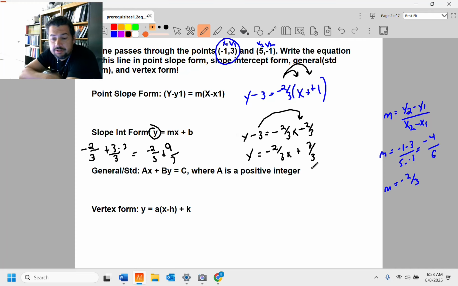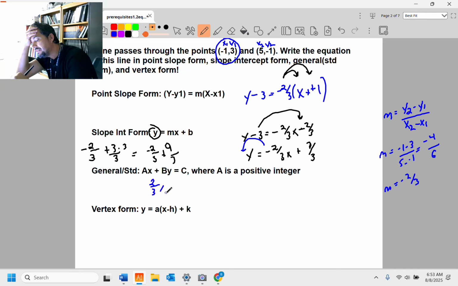Alright, now on to general and standard form. Ax plus by equals c, where a is a positive integer. Just did one of these a few minutes ago. This has to be moved over. It will become positive since it was negative. 7/3 isn't going anywhere. And the opposite of division is multiplication, but you can't just multiply one thing by 3, because if you do that, you break balance, you break equality. So you're going to have to triple all 3 pieces.